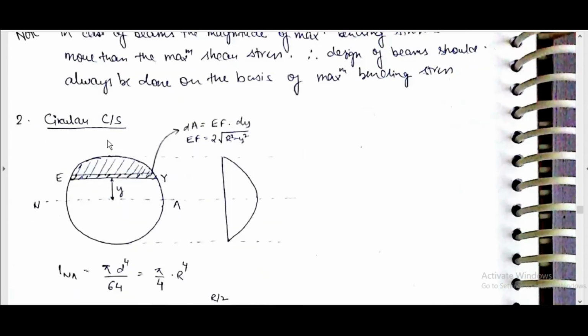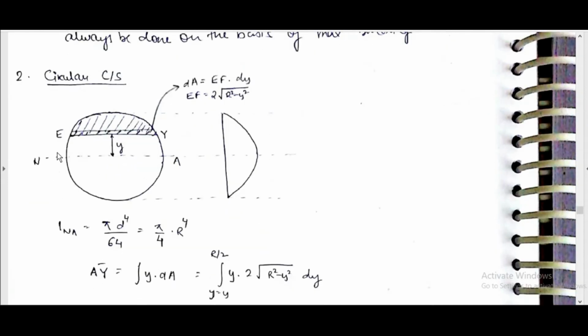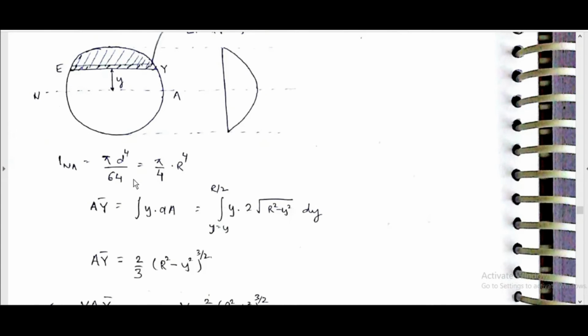Now the circular cross section. For a circular cross section, the strip area dA is equal to EF dy. EF is equal to 2 root of r square minus y square. I NA is equal to pi by 64 d power 4, equal to pi by 4 r power 4.